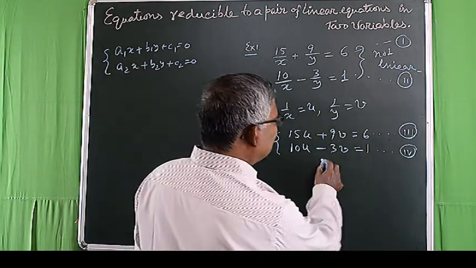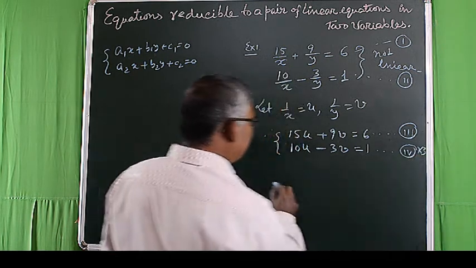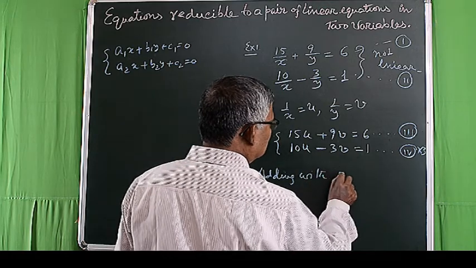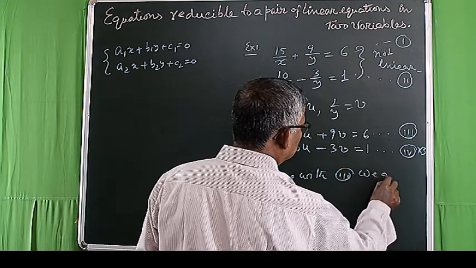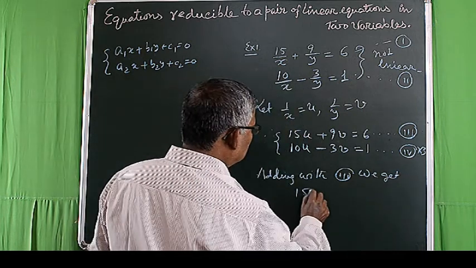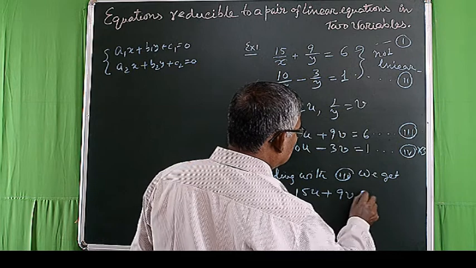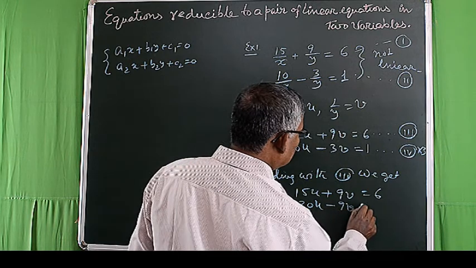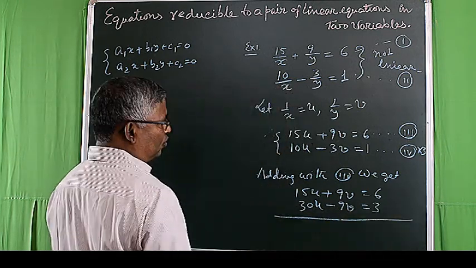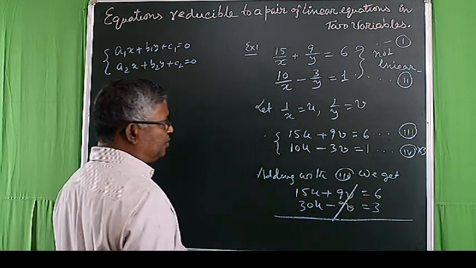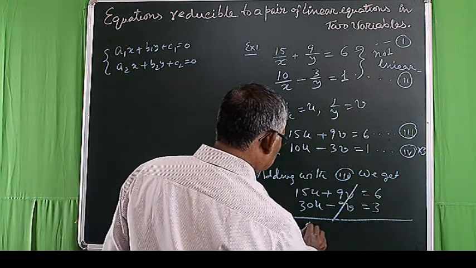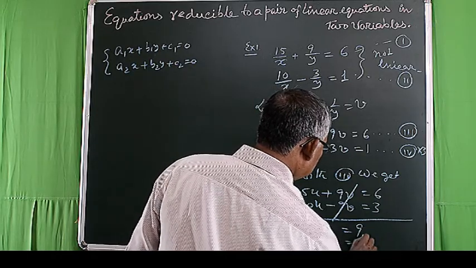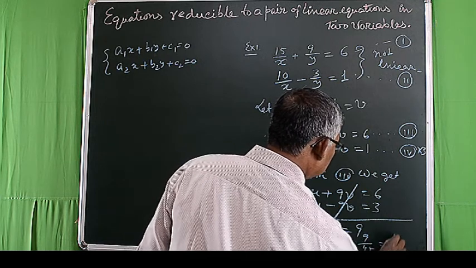Students, let us multiply the equation number 4 by 3 and add with 3. We get 15u plus 9v equal to 6, 30u minus 9v equal to 3. So 9v minus 9v cancelled, that is 45u equal to 9. Therefore u equal to 9 by 45 equal to 1 by 5.